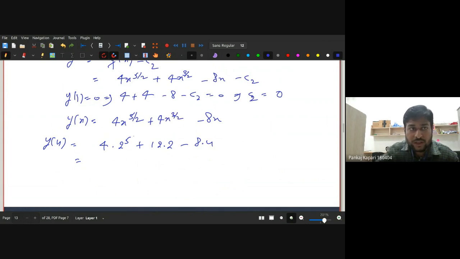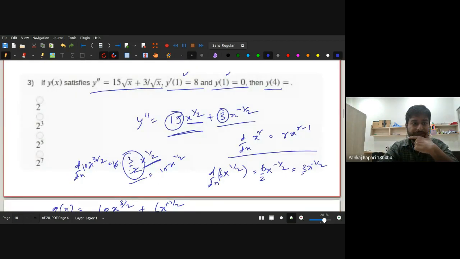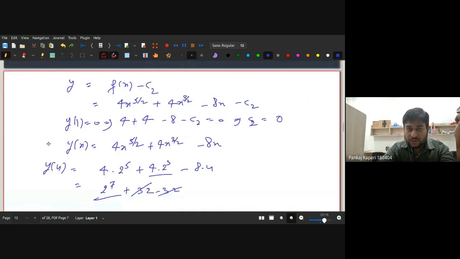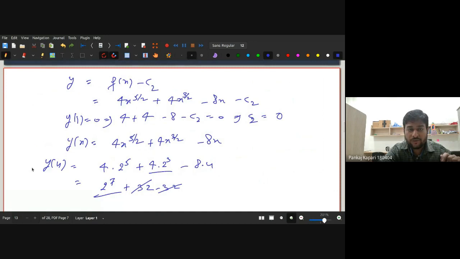Now if you put 4, then you will have 4 times 2 cube, right? Which is, you can see that we can write 2 to the power 7, and again this is 32 minus 32. So that will cancel. So 2 to the power 7 is the correct answer here, right? Okay. So did you understand the process of finding the function here?